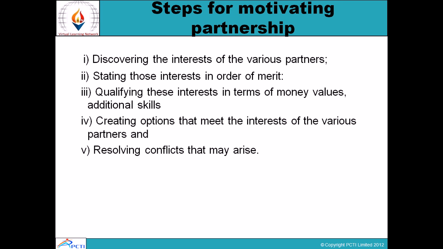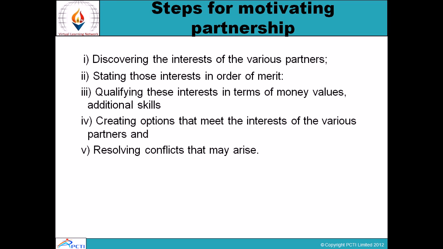Now there are different steps for motivating the partnership. If you want to motivate other people or some company people to participate in the partnership, you need to do some kind of motivation, and the steps are as follows. The first step includes discovering the interest of the various partners. Whosoever will be part of your partnership, it is the prime step in the motivating process to discover the interest of the various partners.